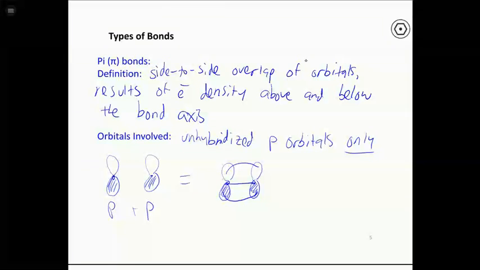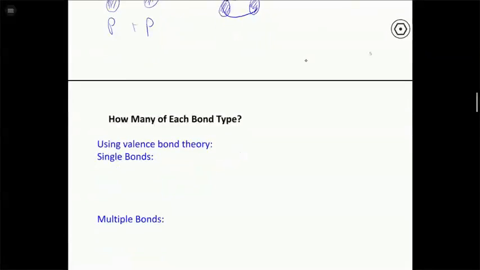And again, it's helpful to understand what they look like and the orbitals that are involved in forming them to get a little bit more directly at what you're going to have to be able to do for homework and test problems. What we're often going to ask you to do is predict the number of sigma and pi bonds that are involved in forming the bonds for a structure.